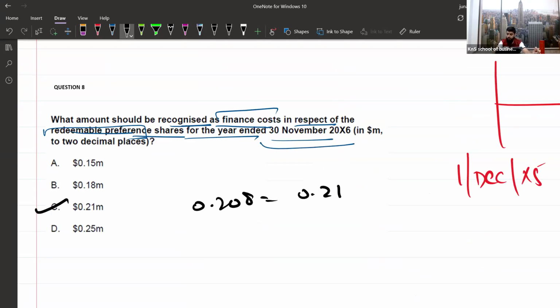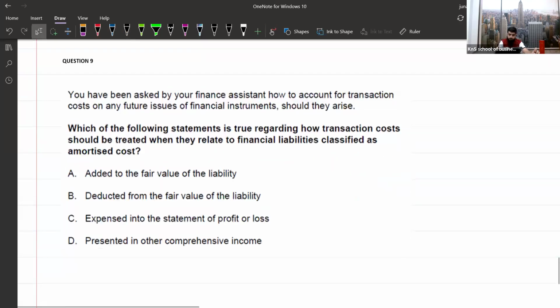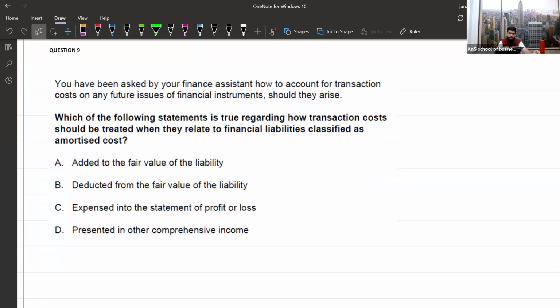Are you guys clear with this one? It's a very easy question, I would say.